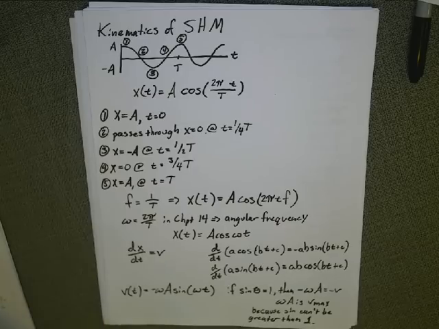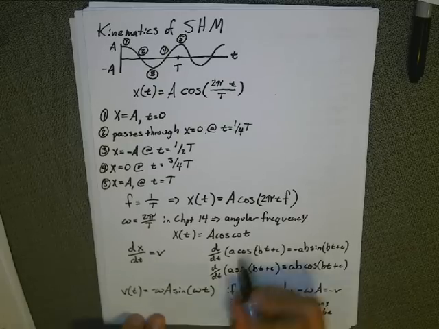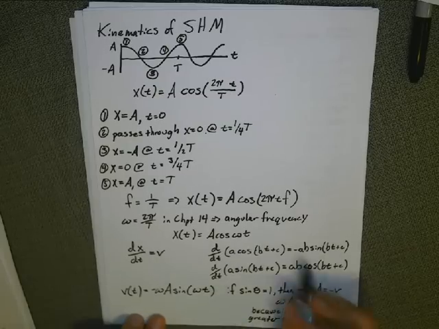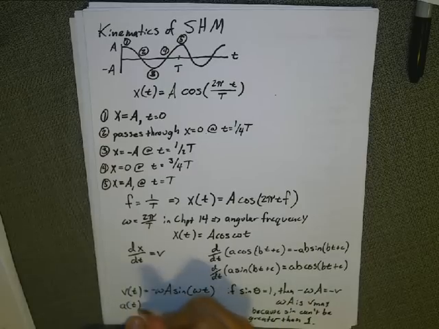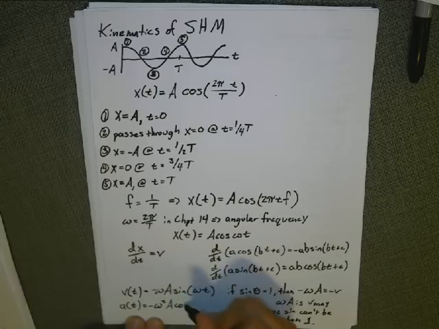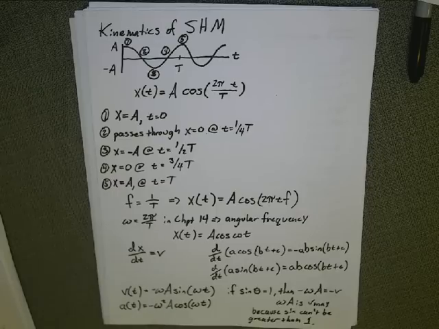And then lastly, if you take the derivative of velocity, again we use the same set of equations here. I get negative omega squared A cosine omega t. And there I have all my kinematic equations for simple harmonic motion.